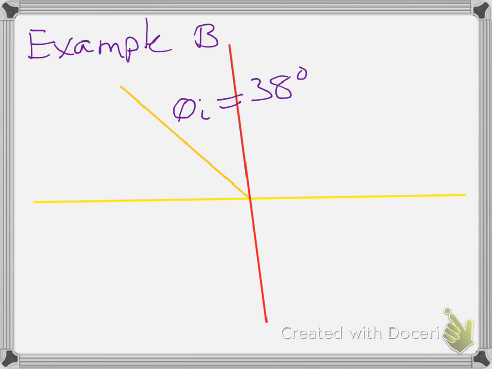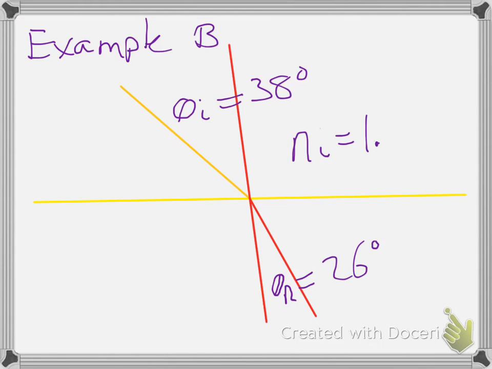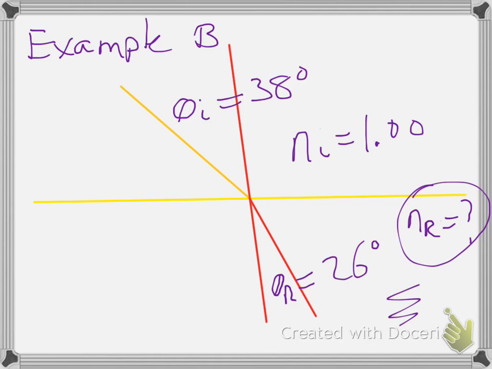We're now going to have our angle of refraction. That is going to equal 26 degrees. Our Ni is going to equal 1.00. So we're going to try to figure out our index of refraction. This question is focusing on figuring out the index of refraction of our second medium, using our angle of incidence, angle of refraction, and our known index of refraction for our incident side.